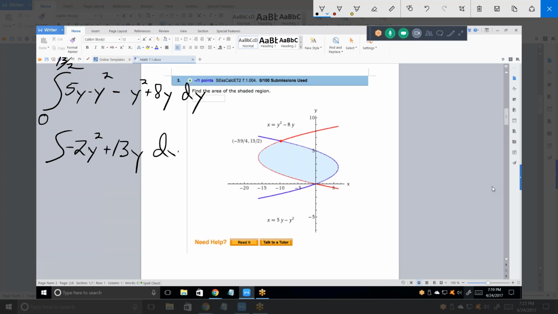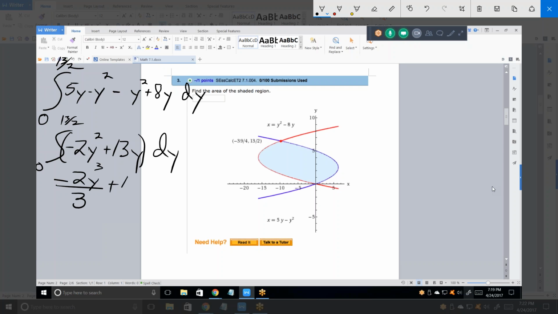And then we're going to put dy. Whenever you have a final function that's complicated, you put it in parentheses, just because they usually do. In other words, the dy is not applying to just the 13y. It's going to apply to that whole function. And we're going from 0 to 13 halves. So let's find the antiderivative. So that is negative 2y cubed over 3. Good. That's the way I like to see you do it.